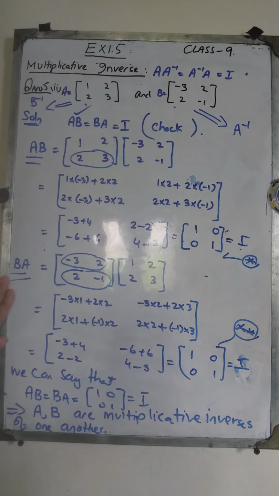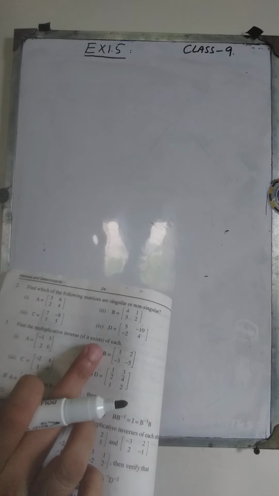Okay, part 1 is also exactly the same as this. So you can try that and then tell me if you have any problems. Now next topic is about calculation of multiplicative inverse. Suppose that we are given a matrix and we want to calculate its multiplicative inverse, as in question number 3. Find the multiplicative inverse if it exists of each of these matrices. Okay, so here we are given the matrix and we want to find its multiplicative inverse.